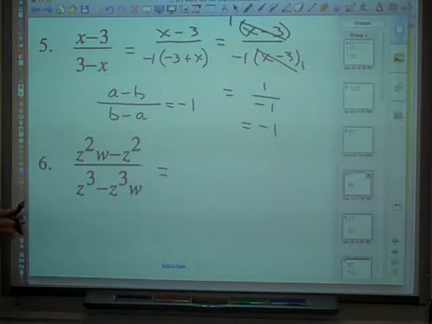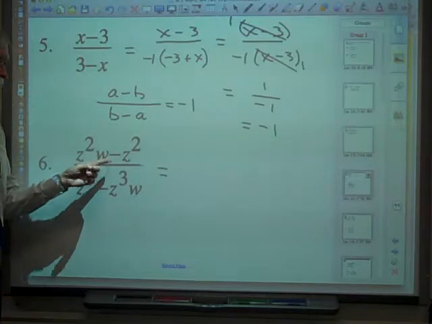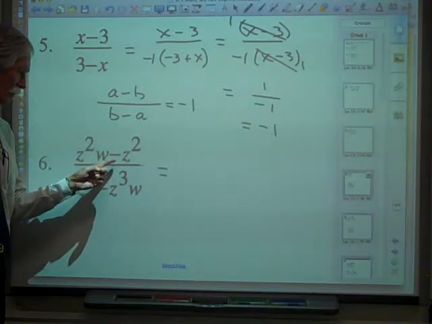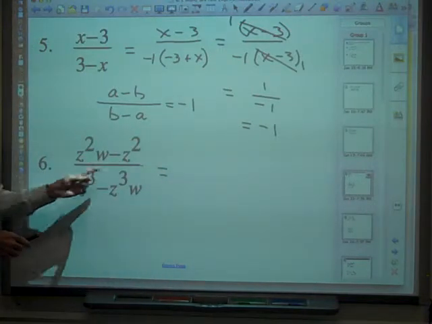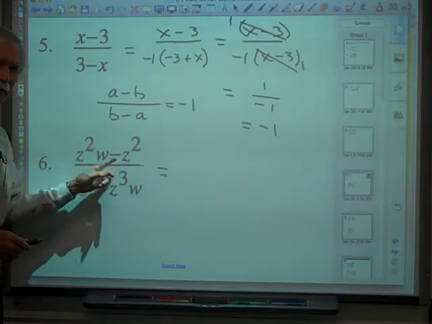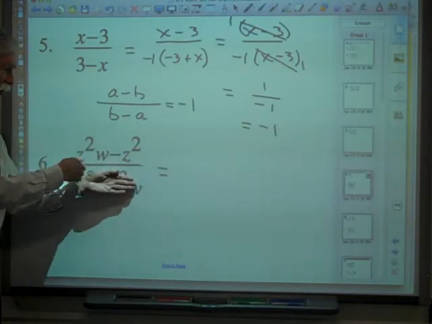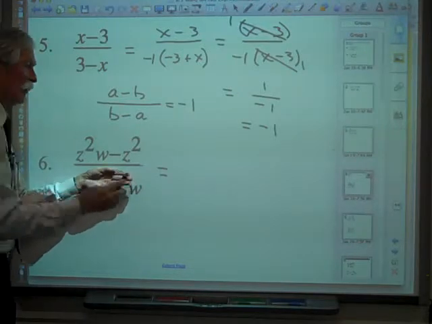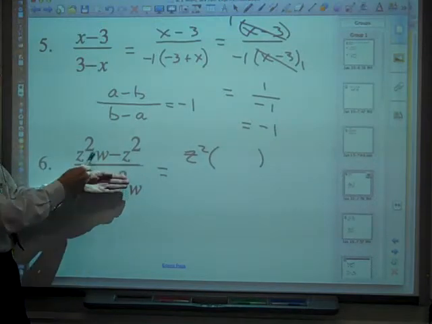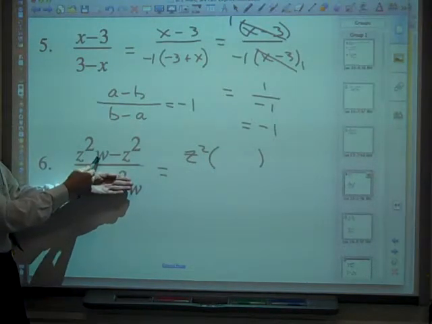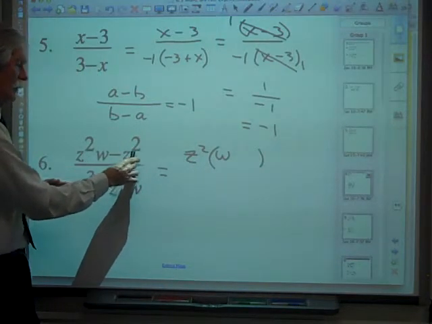Which means that this is a very messy one here. This is not 2 brackets. You can't factor this into bracket, bracket, bracket, bracket. What you can do is factor a common thing out of the top. Nadia, what's in common in those two? The z squared. If I factor z squared out of the top, what's left? If I take z squared out of these, I'm left with w. If I take z squared out of this, what do I have to write?